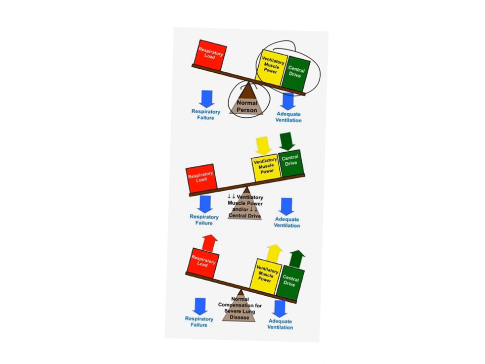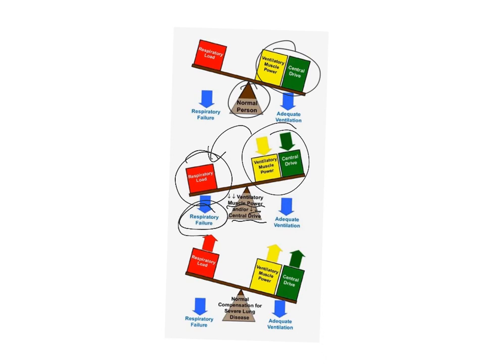So in the second part, you have a decrease in the muscle power and a decrease in the central drive. And then if you have such a decrease, then you can have an increase in the load because this is not enough to overpower that and to compensate for it. So you have respiratory failure.